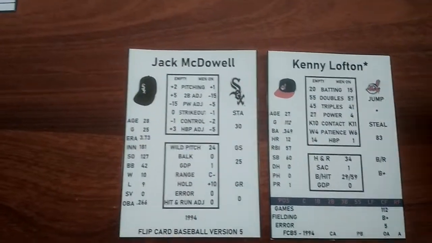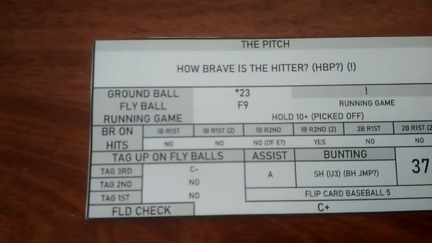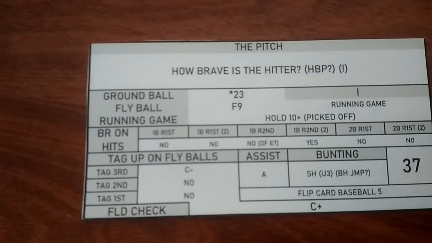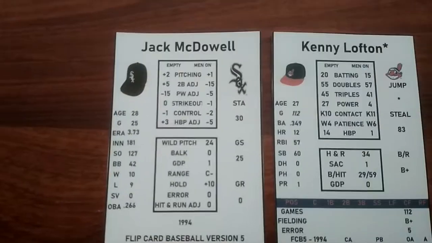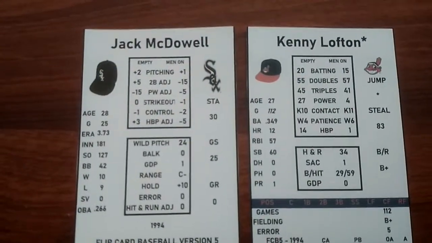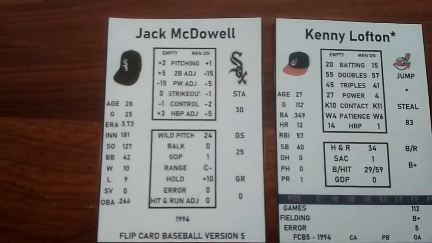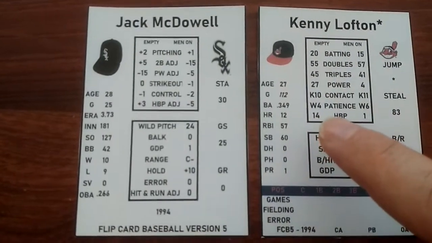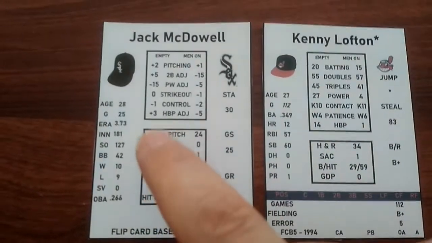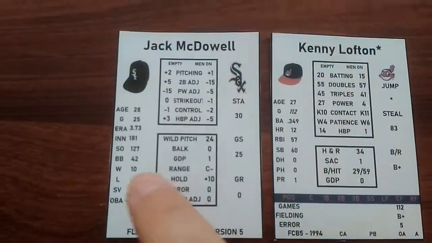So, if we get our result with a hit by pitch, we need to check against the 2 cards. Flipkart baseball is a matchup game. So just about everything is matching the pitcher card and the batter card up to get a rating and the final result. So if there's no men on, we look at Kenny Lofton 14 is adjusted by the +3 of Jack McDowell, and 14 +3 is 17.